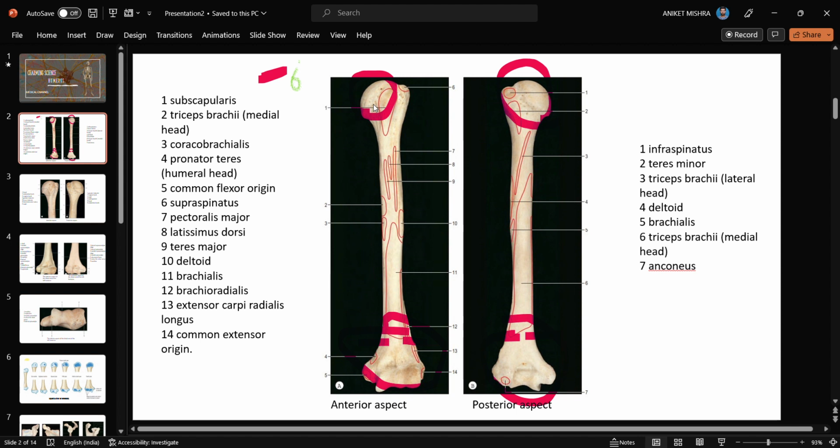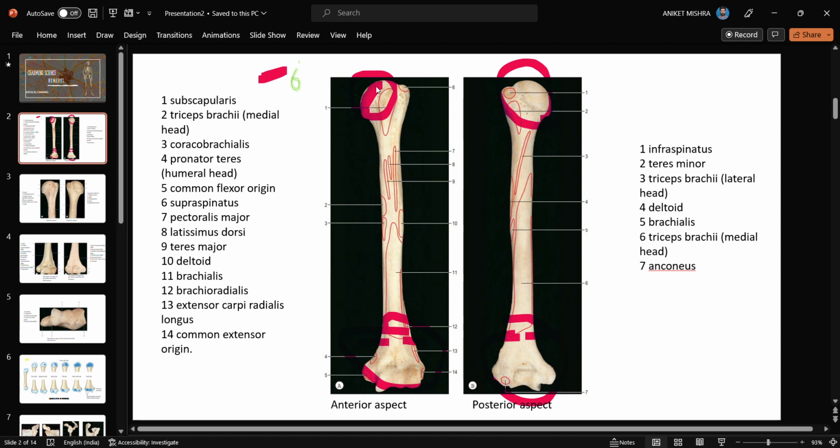This is the humeral head. It lies medially, upward and backward. And then there is one tubercle present at the front of the upper end, which is limited laterally.